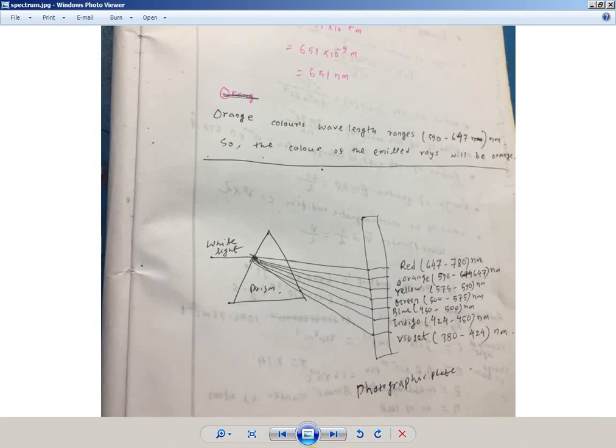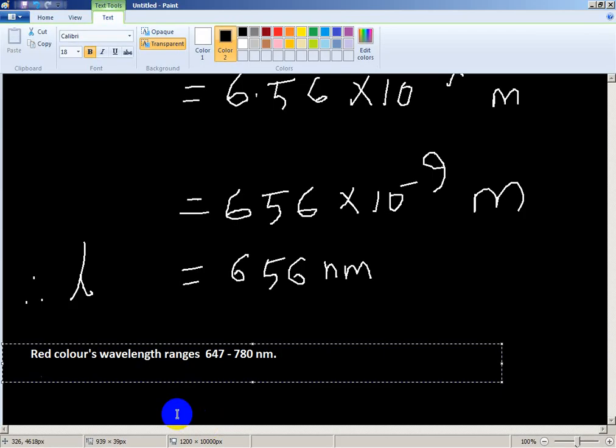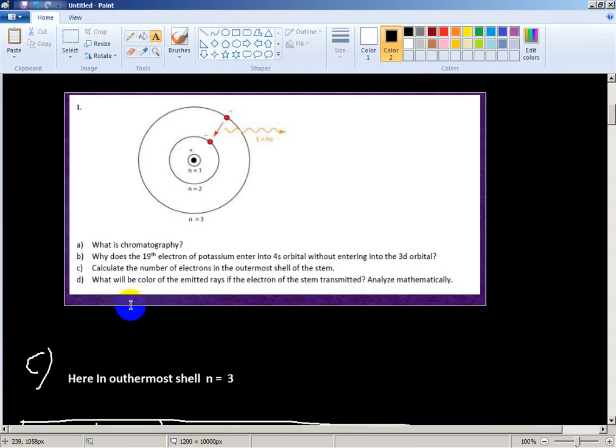So the color of the emitted ray will be red. Okay, have you understood this question? This problem is solved. What will be the color of the emitted ray? So the emitted ray will be red.